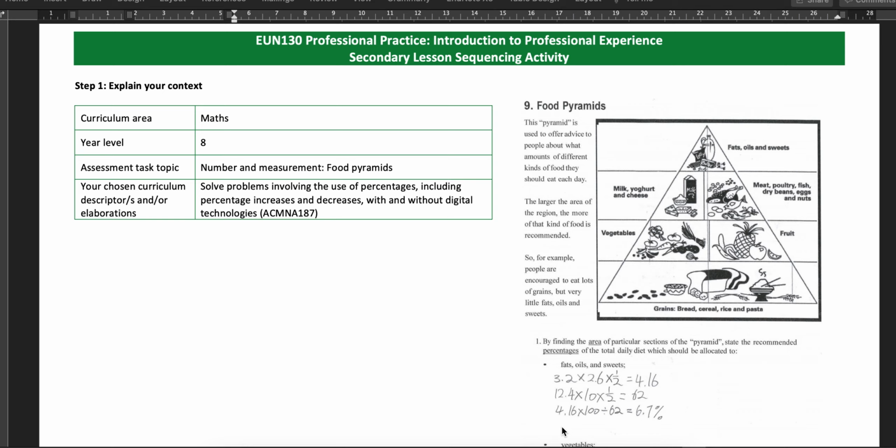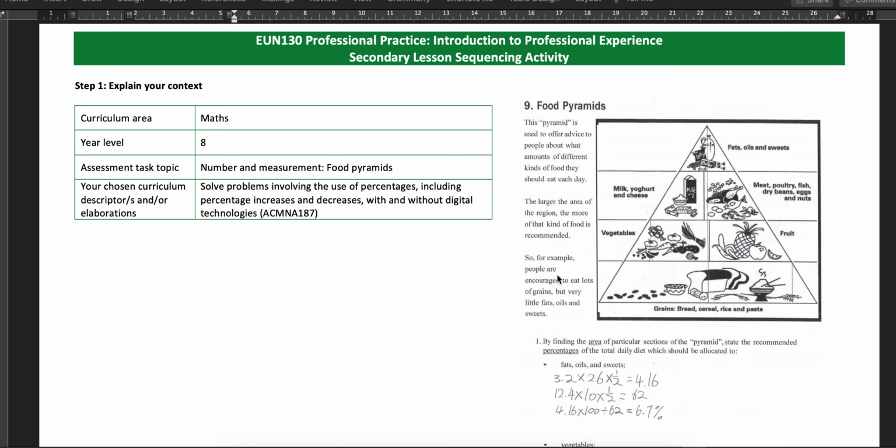I'm just going to talk through the sequencing activity that you've been set for this week. I've got an example here with a Year 8 maths class, and you'll see on the right hand side an extract of their assessment task that comes at the end of this unit of work. So you'll see that students need to find the area of the sections on the pyramid here, and then to calculate the percentages that each section of the pyramid represents.